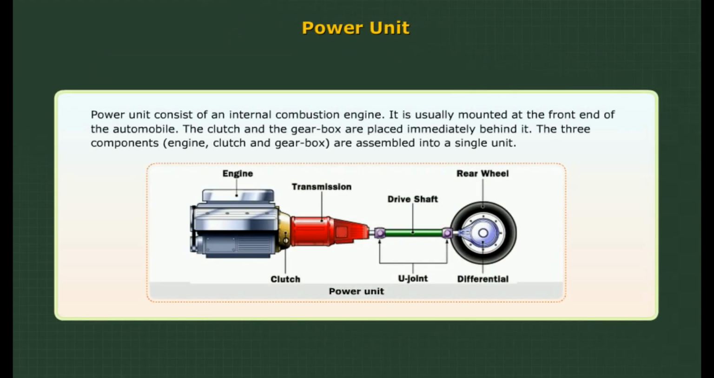Power unit. Power unit consists of an internal combustion engine. It is usually mounted at the front end of the automobile. The clutch and the gearbox are placed immediately behind it. The three components, engine, clutch, and gearbox, are assembled into a single unit.